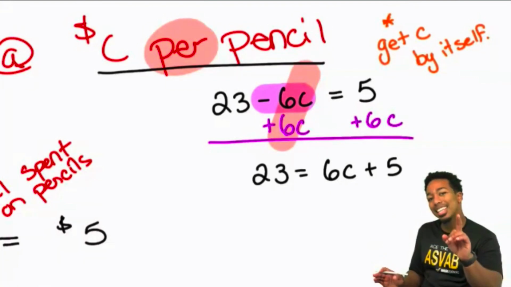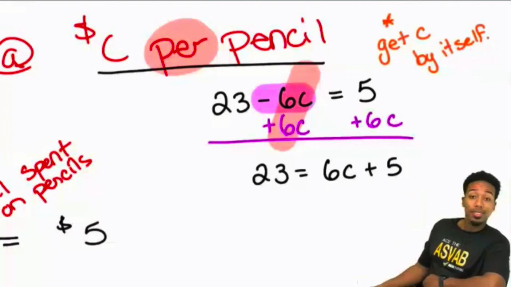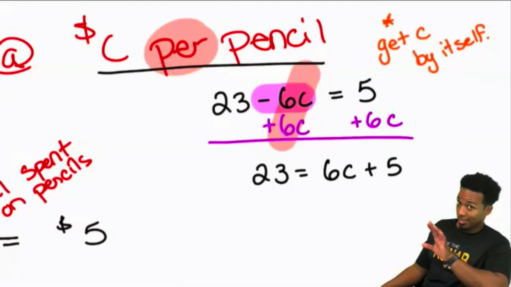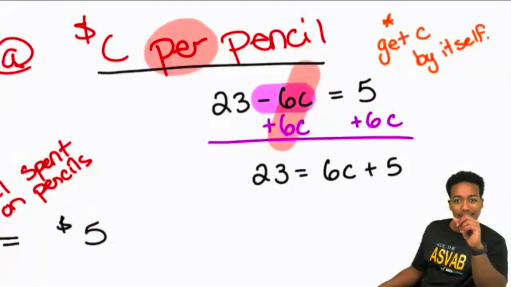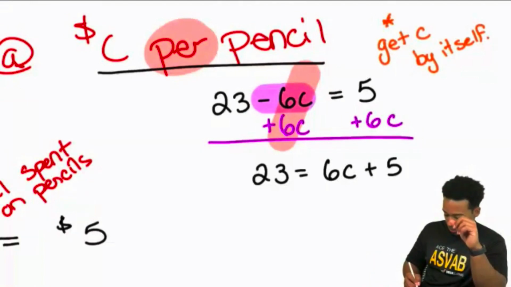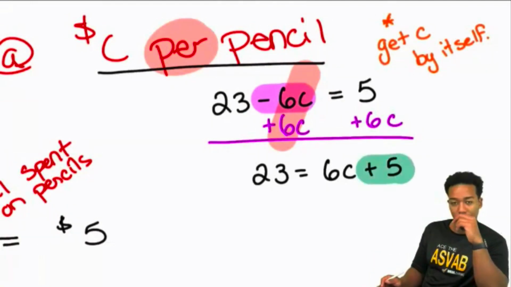But I did that because guess what? It's all positive now. We're good. We're not going to deal with those nasty negatives. So now let's go ahead and get the C by itself. Everybody help me out. How do you get rid of that plus 5?